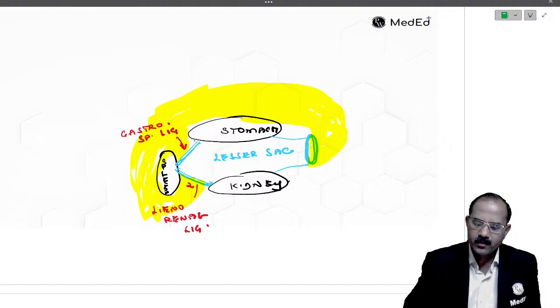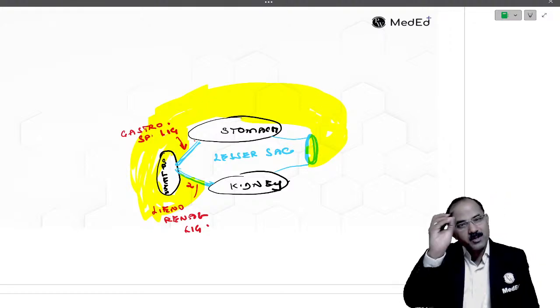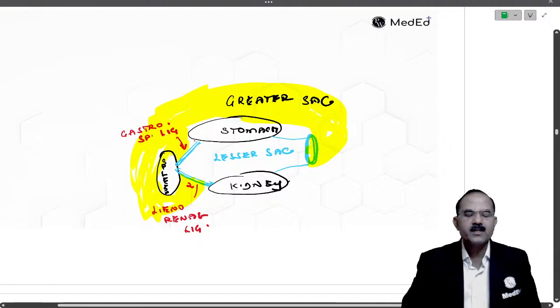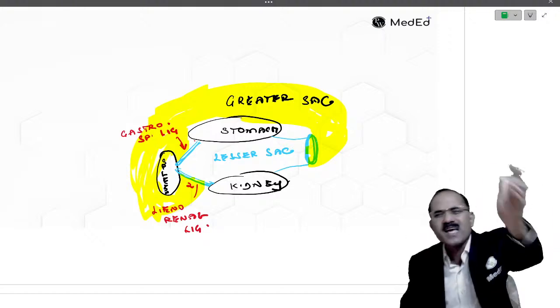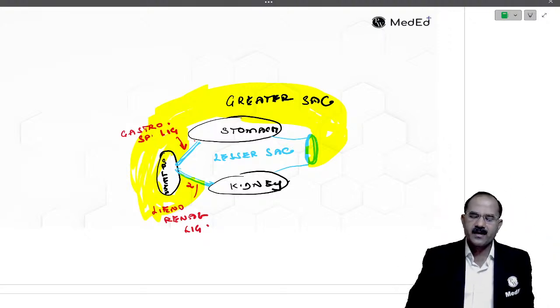What is all this that I have drawn? Greater sac. Now is it clear to all of you? That's a greater sac. So the spleen is going to project into which part of the peritoneal cavity? Greater sac, my children. The spleen is going to project into the greater sac.